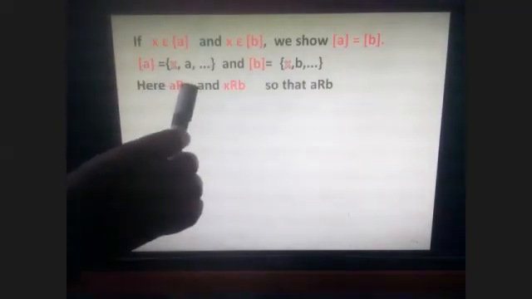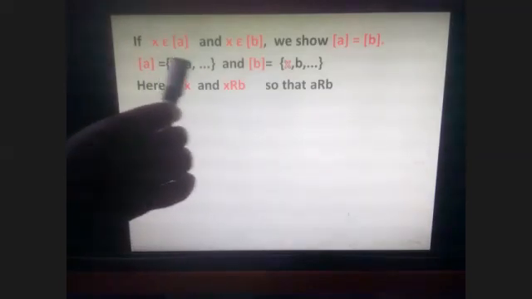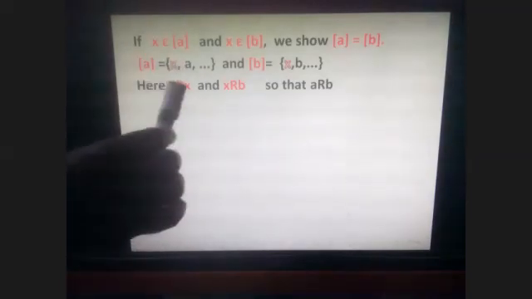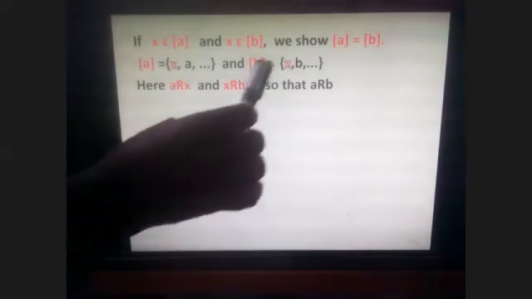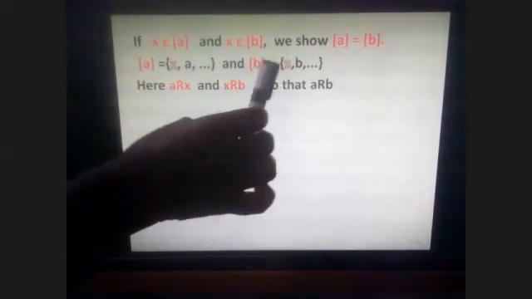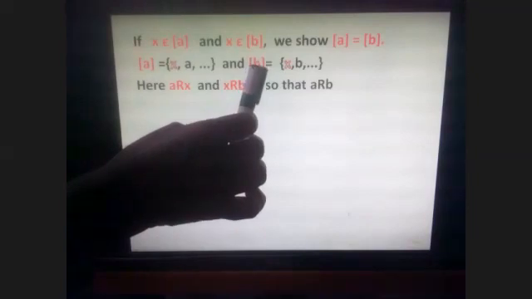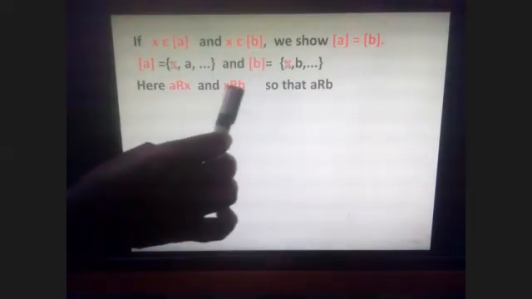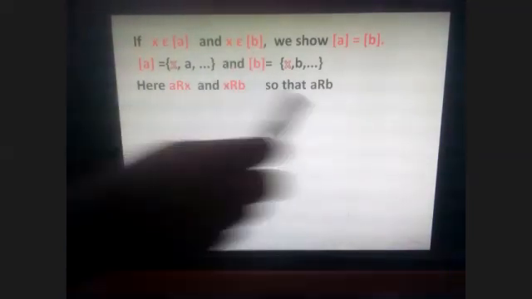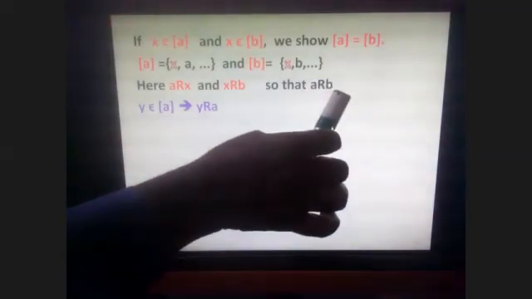Well, A is related to X because X and A are in the same equivalence class of A. X is related to A, and A is related to X. X is related to B also because X is again a member of the equivalence class of B. A related to X and X related to B, that means A is related to B.